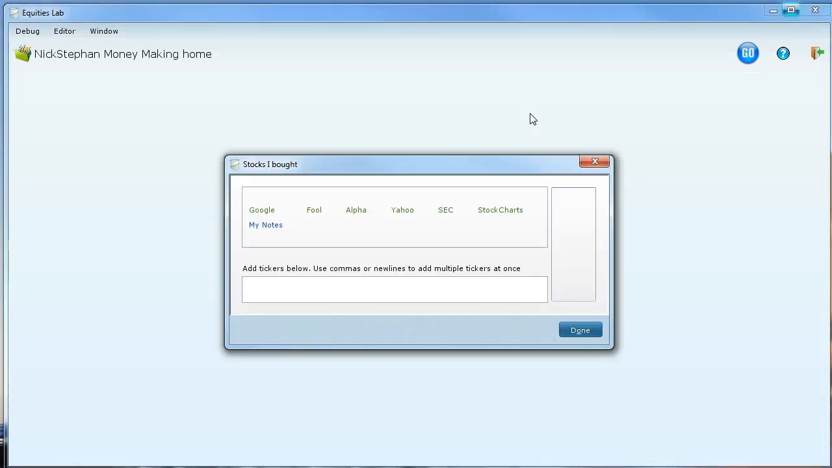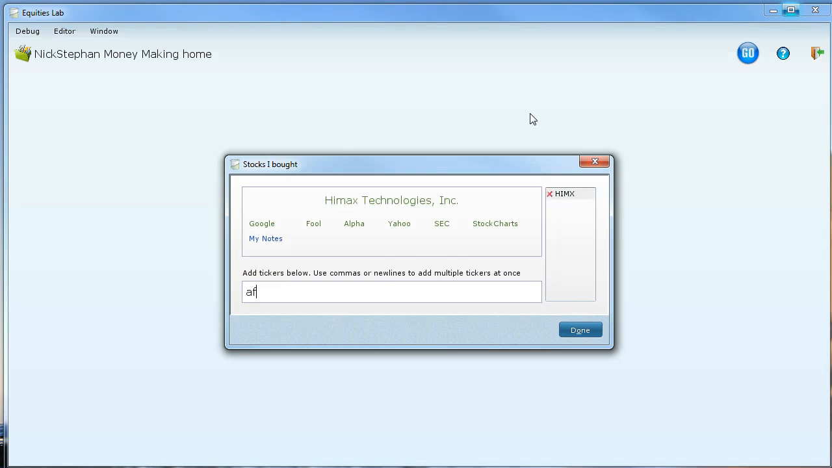Now, let's import some stocks that we own and apply some filters to it to see if any of our stocks pass those filters.